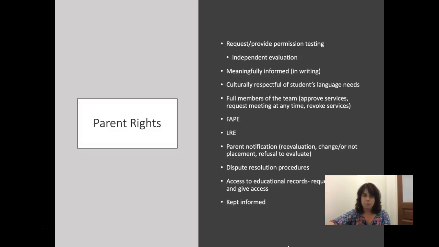Again, I think we already talked about this, but regarding parent rights and testing, you need to be informed in writing, be culturally respectful of a family's needs, be full members of the team, and make sure that the student is being provided FAPE and LRE. Notify parents of the evaluation changes, dispute resolution procedures, access to educational records. Parents have the right to all of those, and to be kept informed of progress and anything that goes on with their student.